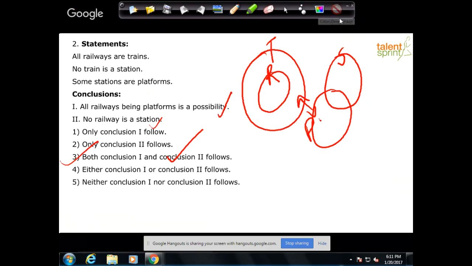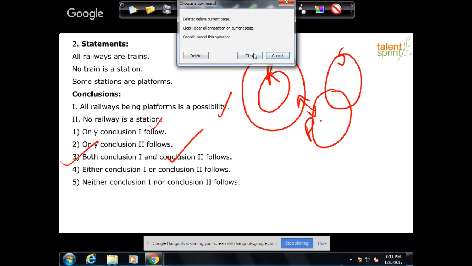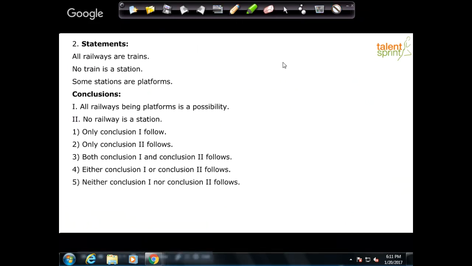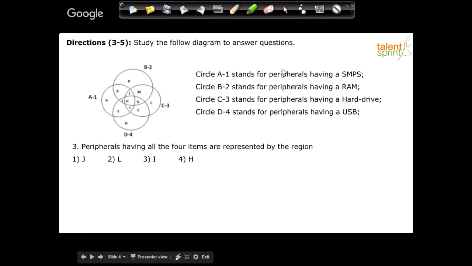For questions like these, I would repeat, please ensure that you plot out the diagram the minute you start reading the question. Plotting out the diagram for such questions is extremely important. Since most of you have got the answer, let us move on to the next question.